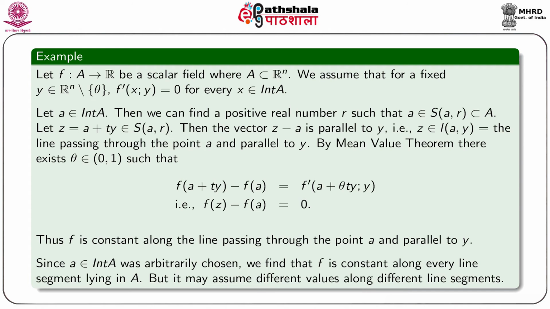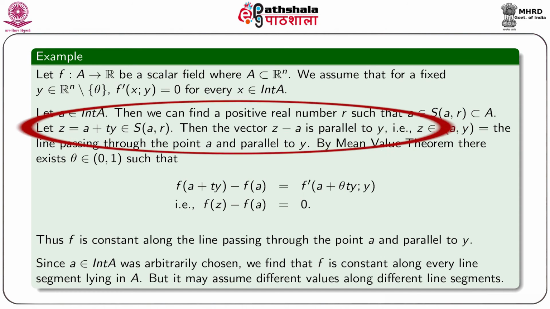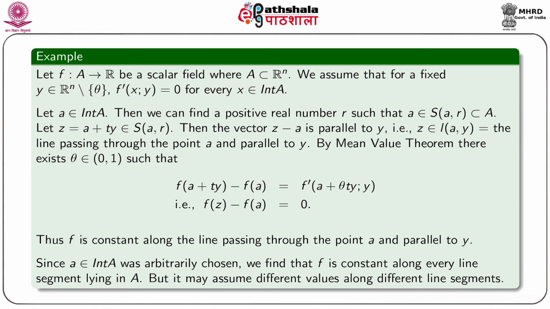Now, let a be an interior point of the set A. By the definition of interior point, we can always find a positive real number r depending on a such that the open sphere S(a,r) with center a and radius r lies entirely within the set A. Let z equal a plus t y be any point in the open sphere. Then z minus a equals t y, that is, the vector z minus a is parallel to y. That is, z is a member of the set L(a,y), the line passing through the point a and parallel to y.